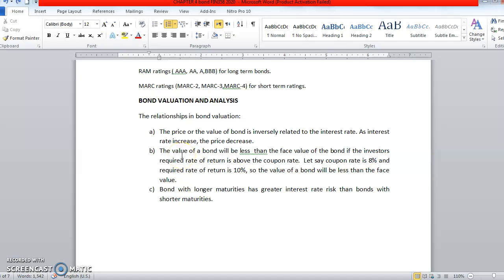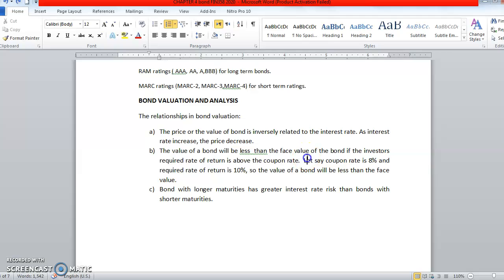Okay, so next, the relationship that ties the bond with the face value and also the required rate of return. The value of the bond will be less than the face value of the bond if the investor's required rate of return is above the coupon rate. Maksudnya, apabila investors required rate of return adalah melebihi coupon rate yang ada pada bond tersebut, value pada bond tersebut akan menjadi kurang daripada face value bond tersebut.